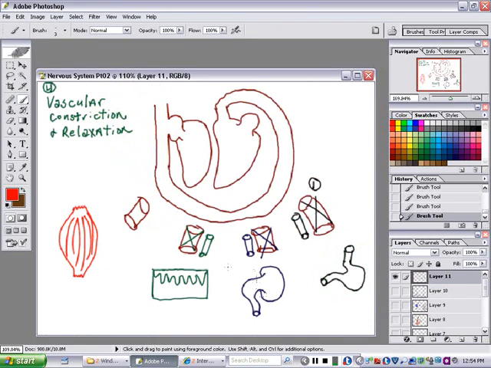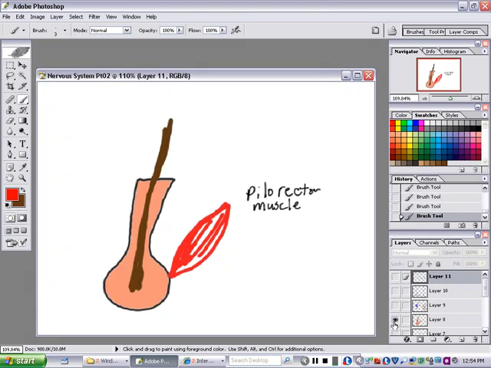That's the 4th response. So let's just do a quick review. We have 4 responses so far. We only have 2 more to go. Of course, there are millions of them, but we're just going to do 4. The first one is going to be contraction of your pilorectal muscle. We have this one here already.